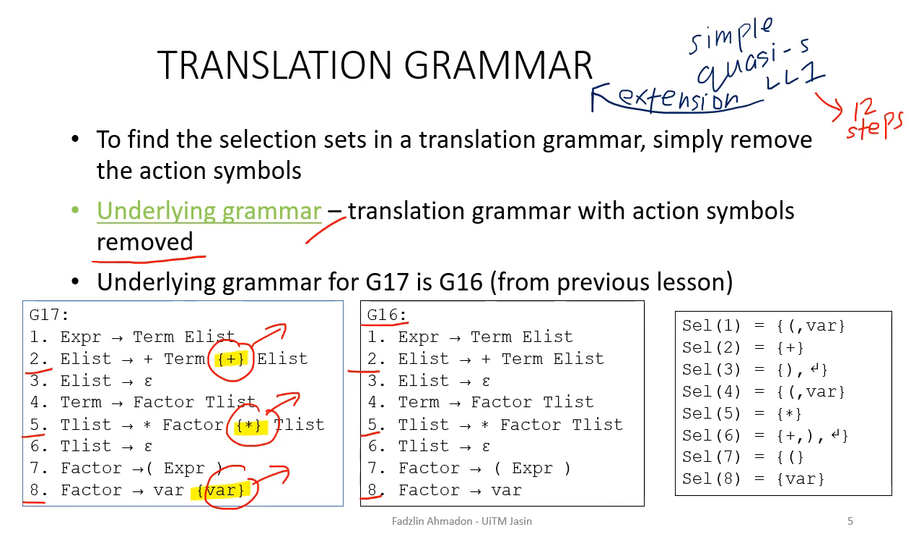And underlying grammar of grammar 17 is grammar 16, and this is the same grammar that we have discussed previously, and we have used the 12 steps to find the selection set for grammar 16, and this is the selection set for grammar 16, which is also the selection set for grammar 17.